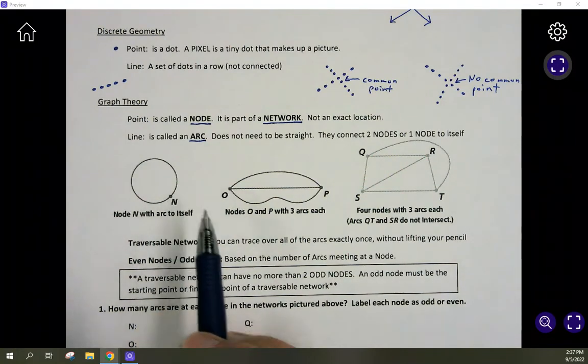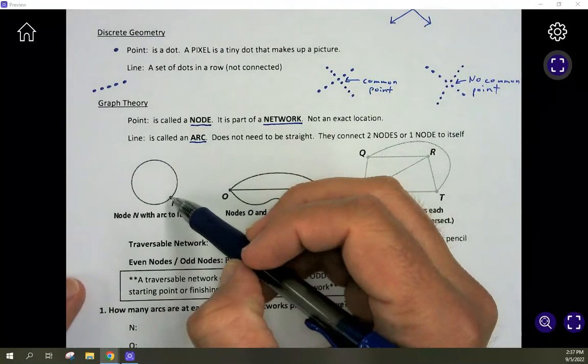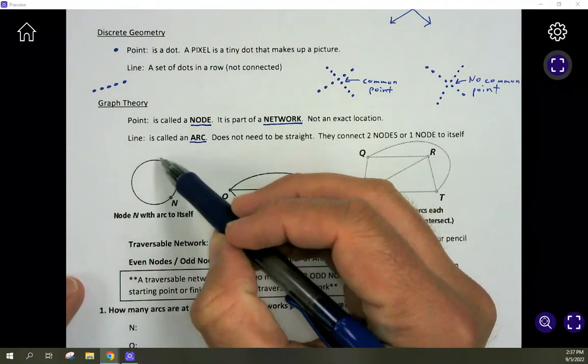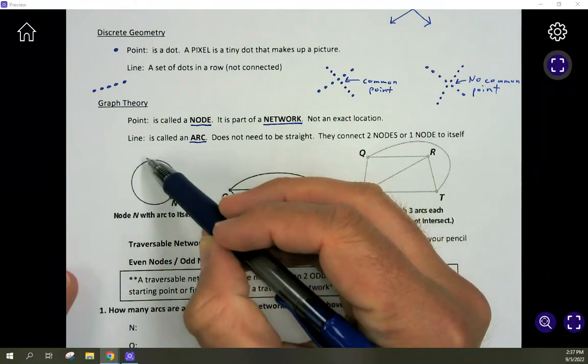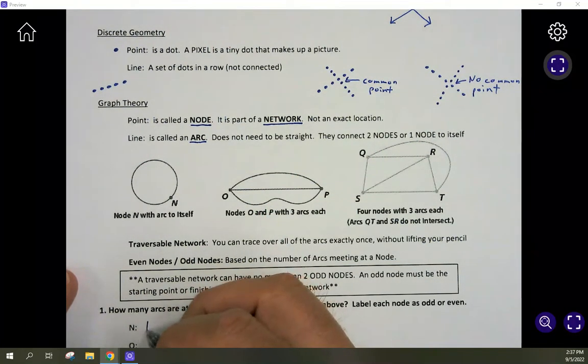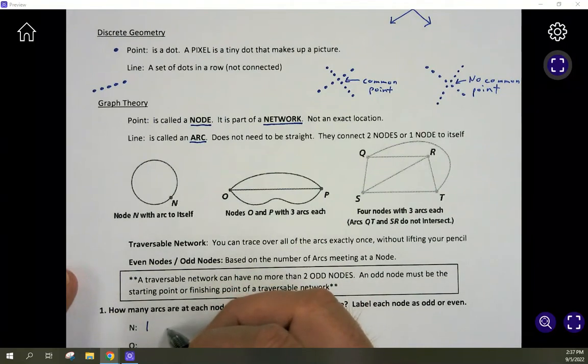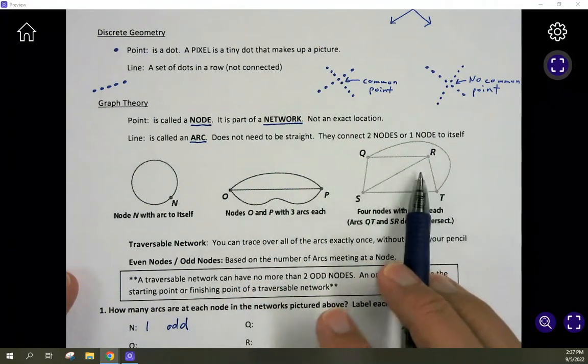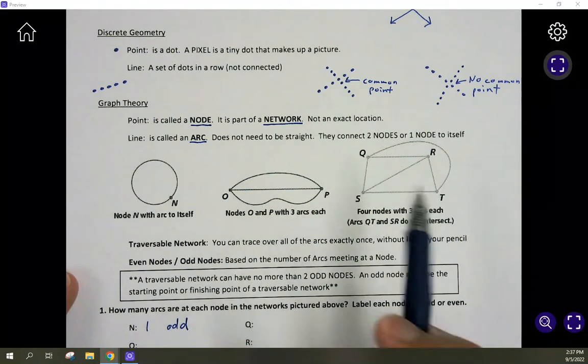So starting with N, and this one can be a little tricky. You might want to say 2 because you've got the line coming out and the line coming in, but it is one single line. Okay, so there is just one arc there, and that would then be considered odd. That's a very specific case. We're not going to look too much at those. We're going to be looking at where we have multiple nodes creating a network.